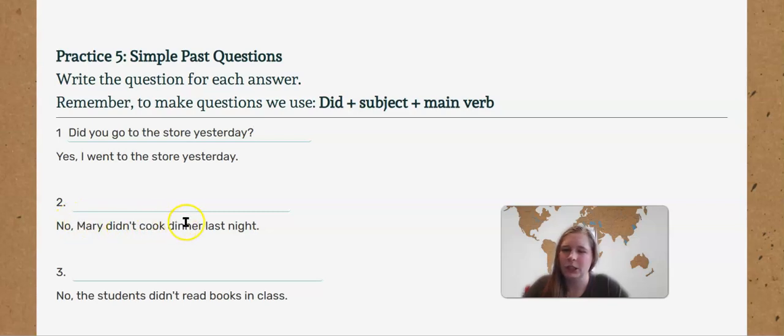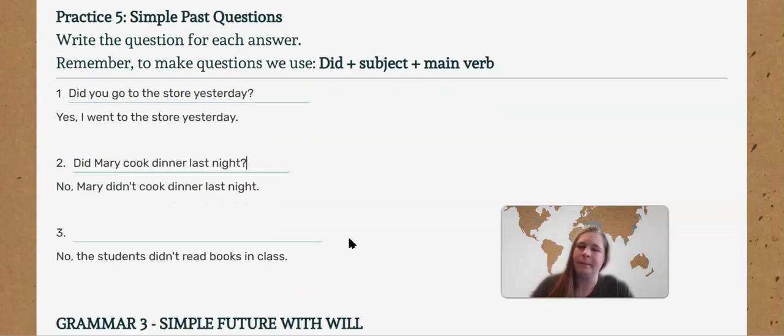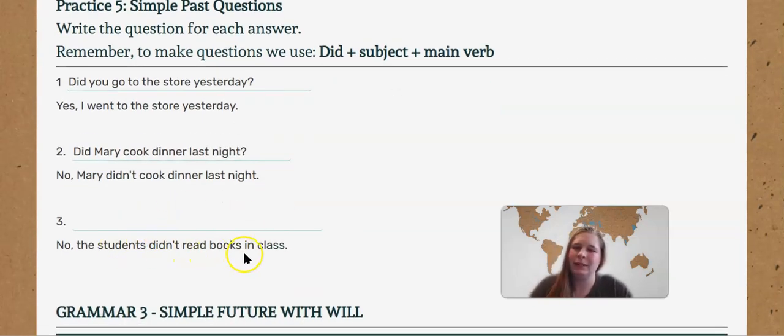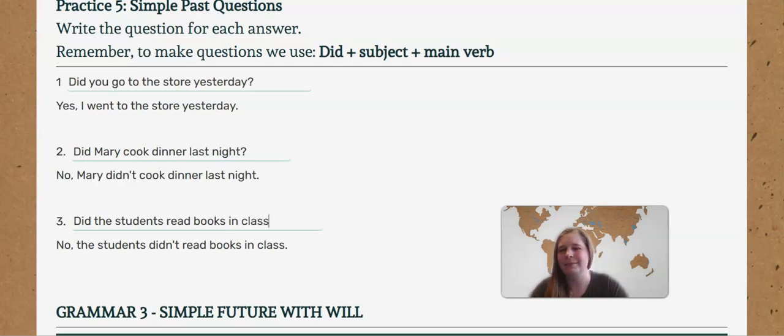Mary didn't cook dinner last night. Did Mary cook dinner last night? The students didn't read books in class. Did the students read books in class? You put did first, then your subject, and then your verb.